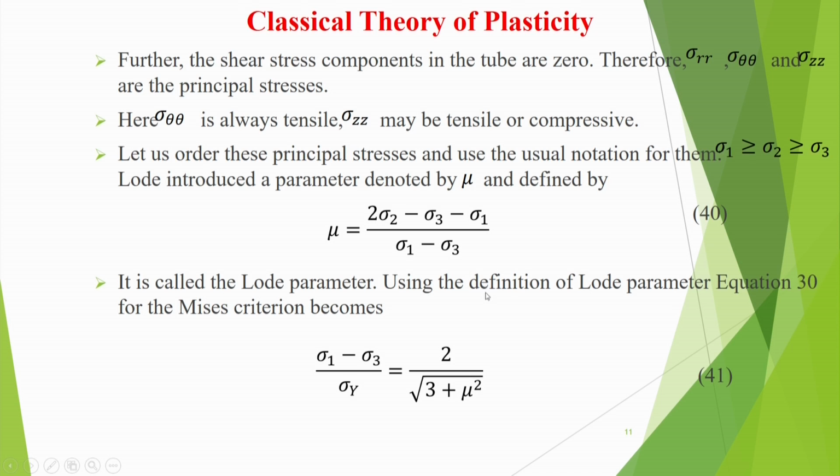If we substitute in the von Mises criteria, then the von Mises criteria becomes like this: sigma 1 minus sigma 3 by sigma y is equal to this much. And for the Tresca criteria, this sigma 1 minus sigma 3 by sigma y will become equal to 1. So that means both criteria can be compared. That is why Lode defined this type of parameter.